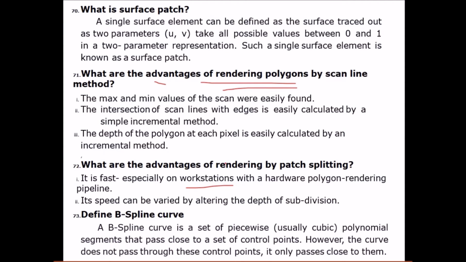What is a B-spline curve? A B-spline curve is a set of piecewise, usually cubic, polynomial segments that passes close to a set of control points. However, the curve does not pass through these control points. It only passes close to them. The control points only control these polynomial segments.